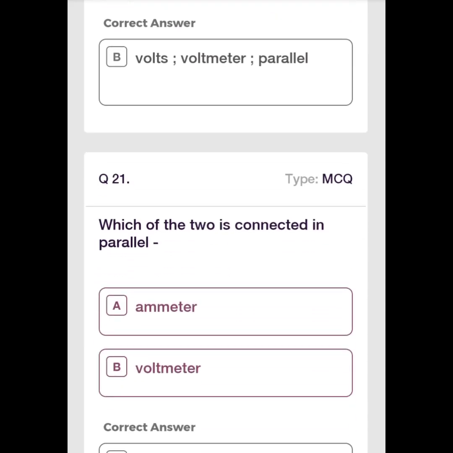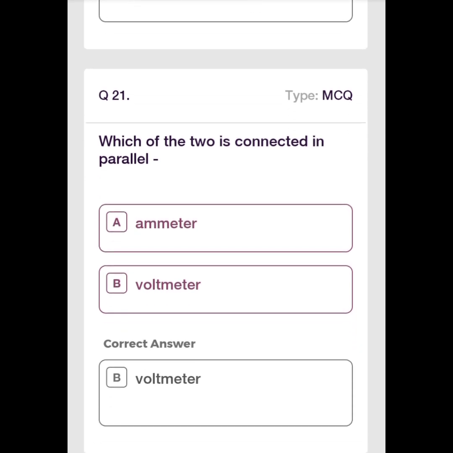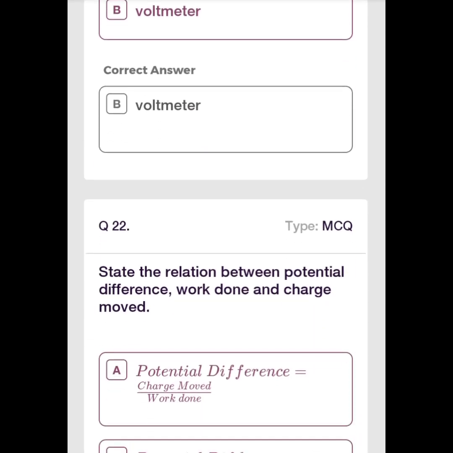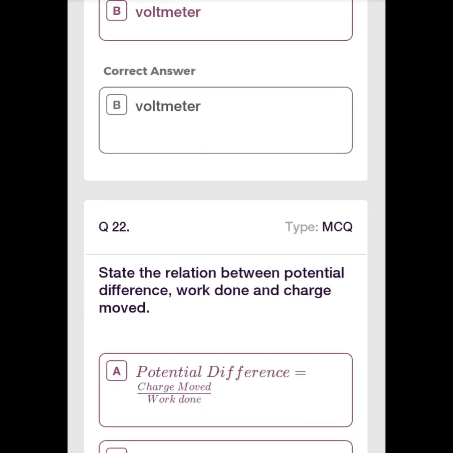Next question. Which of the two is connected in parallel? Among these two, which is connected in parallel? Voltmeter. Option B is the correct answer. What about the ammeter? The ammeter should be connected in series. That we will see in current.